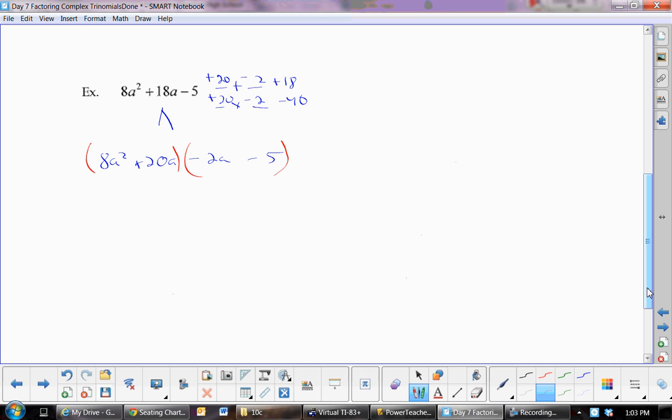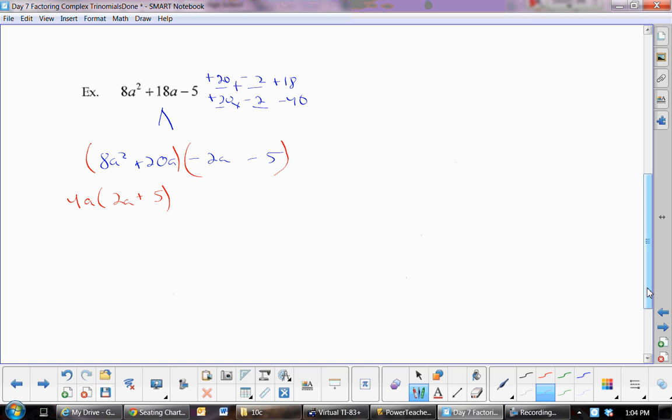What is something I can take out of the first one? 4a. Take out as much as you can. That would be 2a. Very good, yeah. 2a plus 5. Now what's our goal for the second one? That's whatever is left in brackets looks like that set, right? So yes, that's why you want to do it.